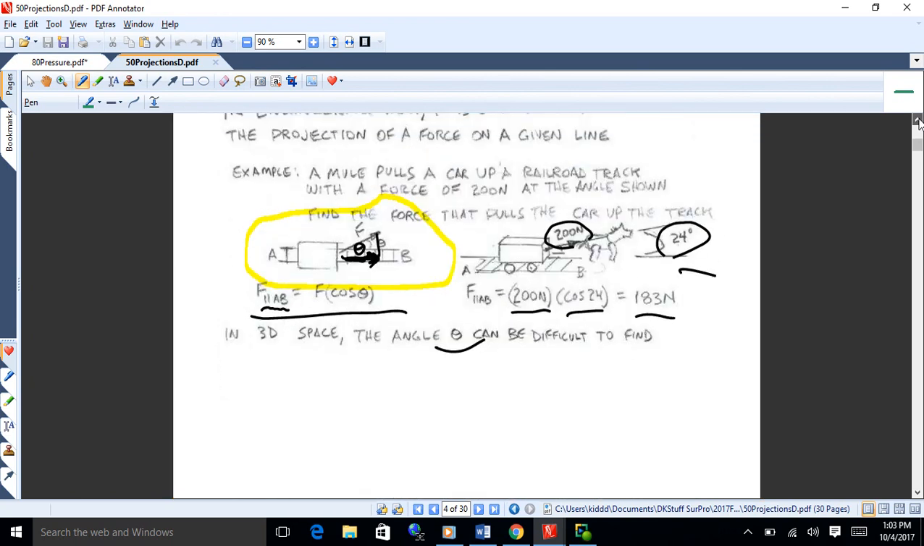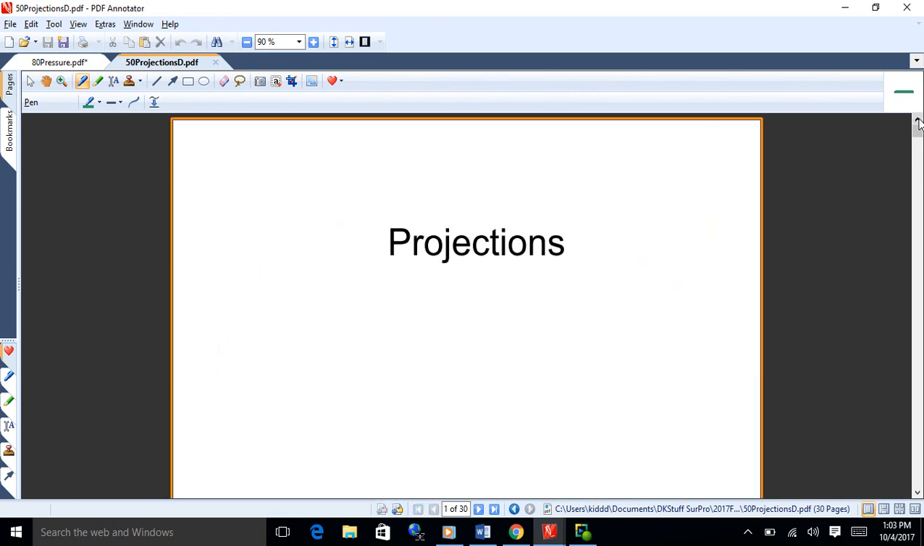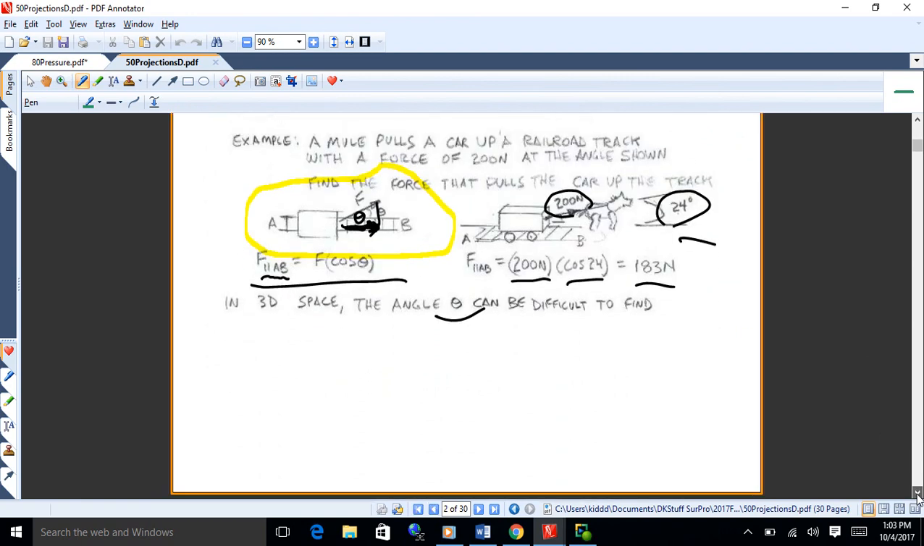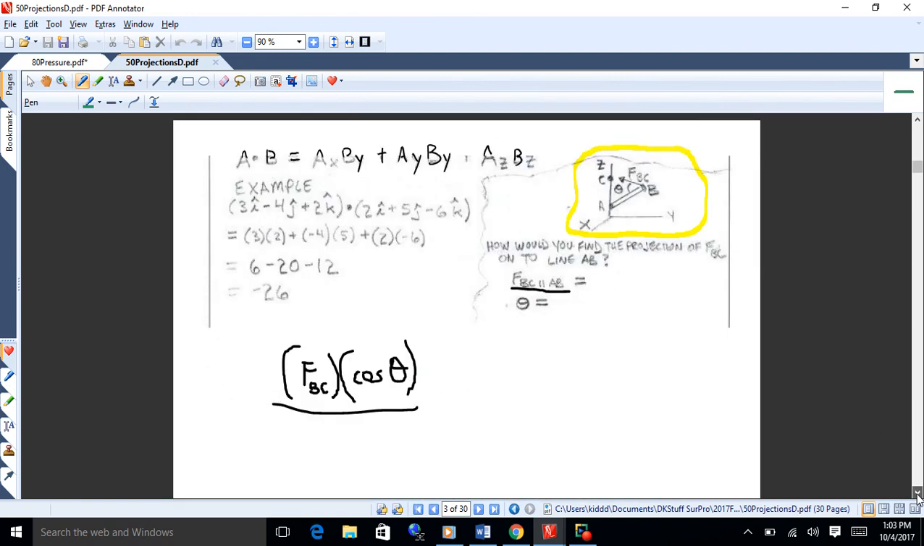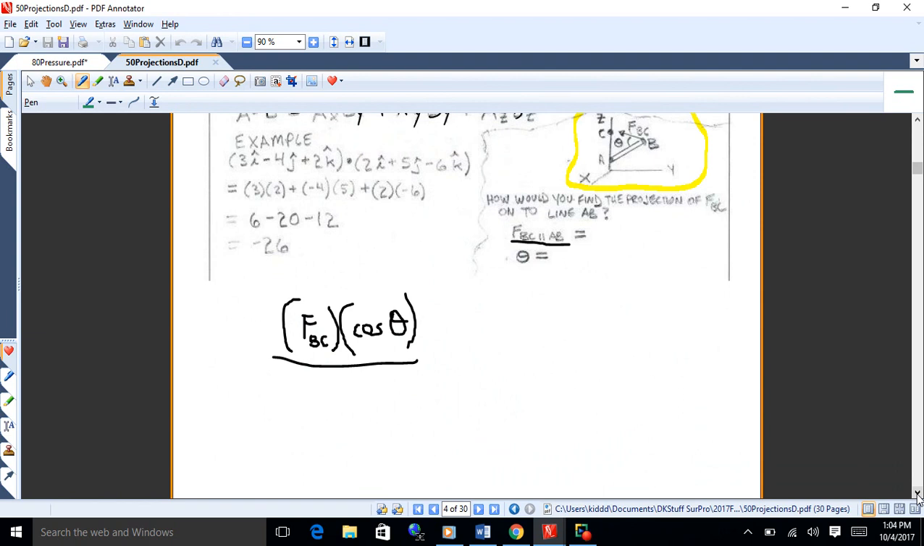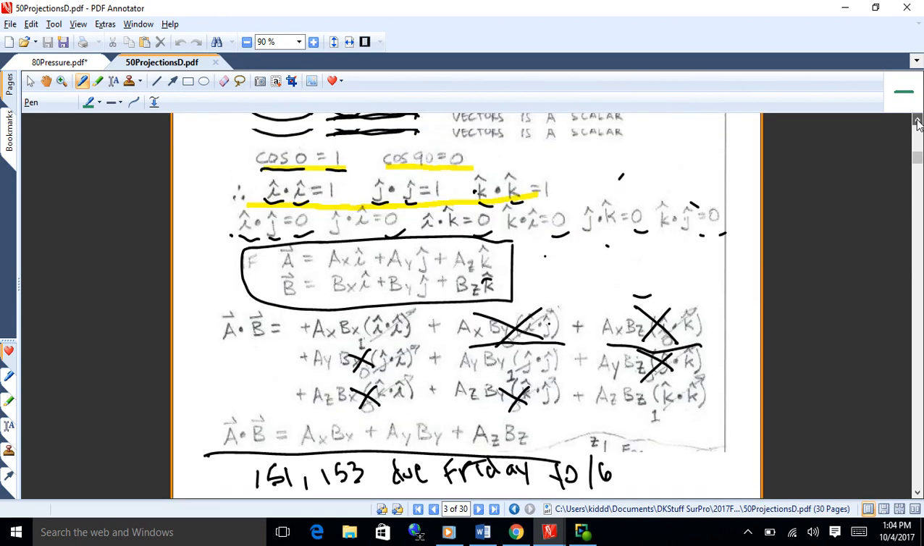So we're off to the next one here, and the next one is doing projections. What we're doing is we're projecting a force onto a line. In 3D that gets a little bit complicated, so we use this mathematical tool called a dot product to do this. You'll cover this in Math 254. If you don't take Math 254, we're covering it here.